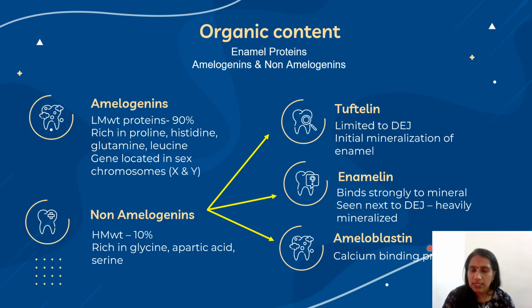Now all these enamel proteins have a role to play, and once the role is done, they usually leave the matrix. Their main role is to help in mineralization. Ameloblastin acts as a calcium binding protein. Enamelin helps to strongly bind all the minerals together, and tuftelin helps in the initial mineralization.